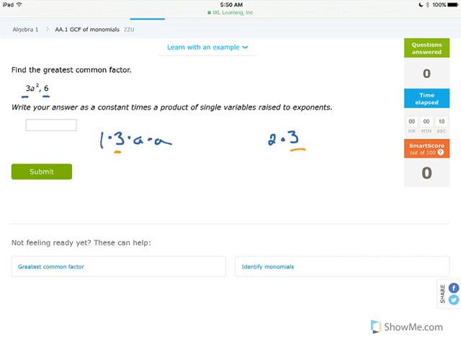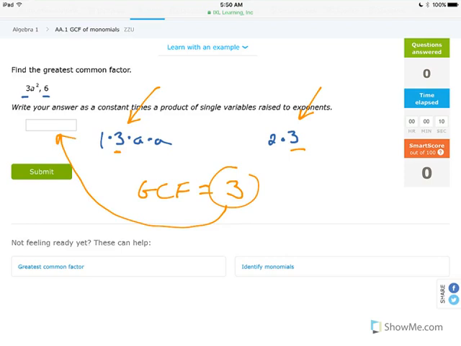And that's pretty much it. So it looks like their greatest common factor is going to be 3. That is the only factor that these two statements have in common. So they have a 3 in common. So in the answer box, you just want to go ahead and write in that they have a greatest common factor of 3.